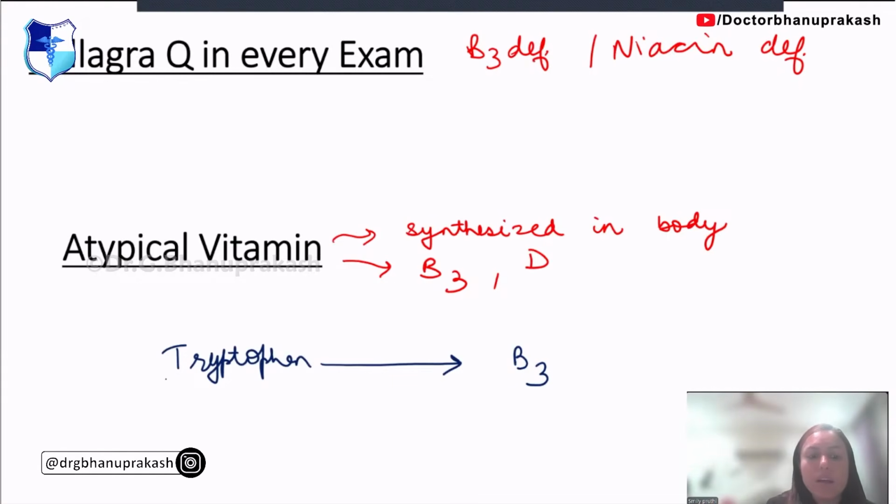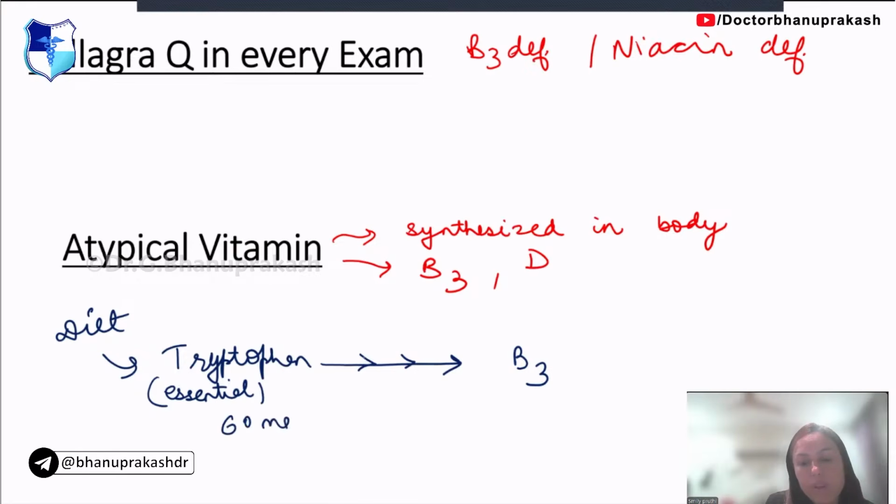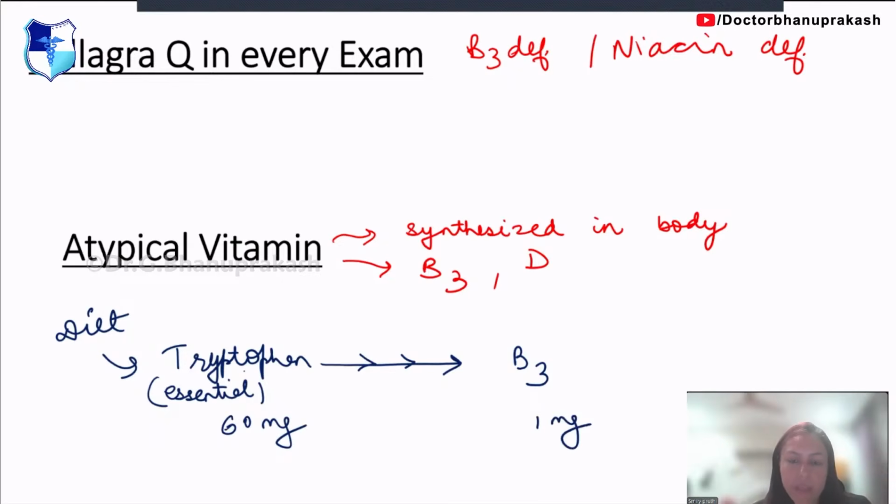Tryptophan is an essential amino acid. Essential amino acid means it is coming from diet. So from diet we take tryptophan, and then in body there's a big complex pathway via which tryptophan gets converted to vitamin B3. 60 milligram tryptophan will be used to make just a little bit, 1 milligram of niacin, right?